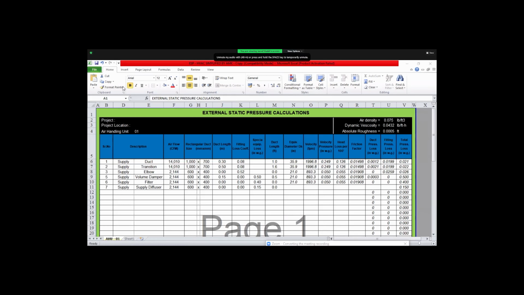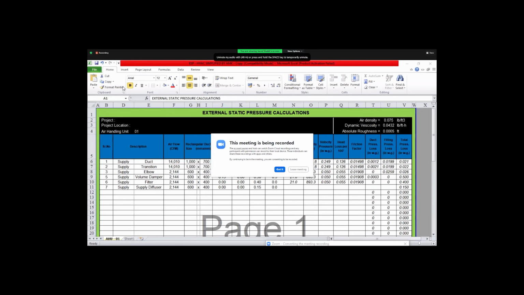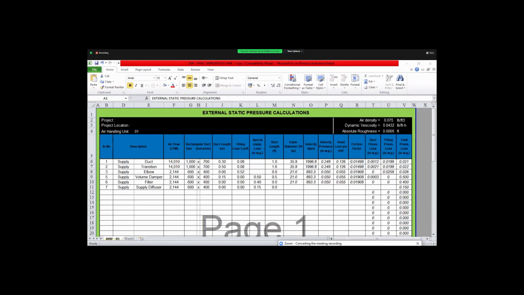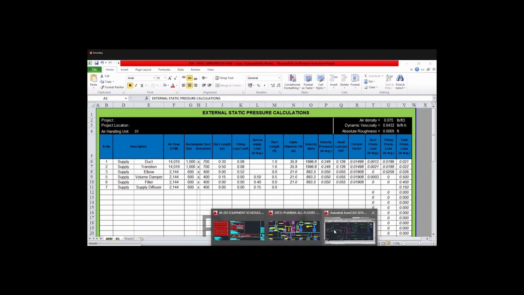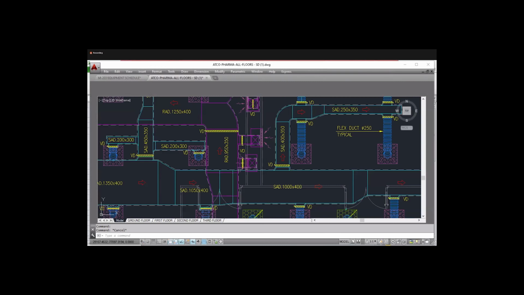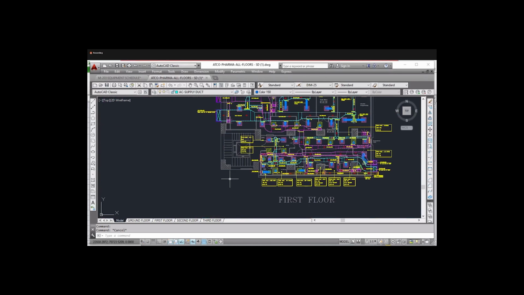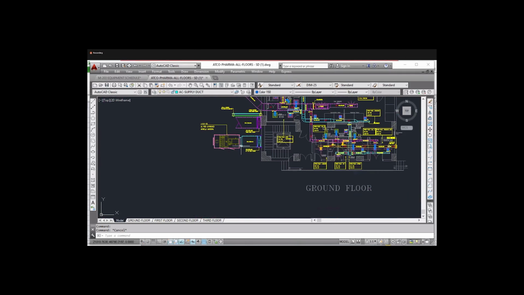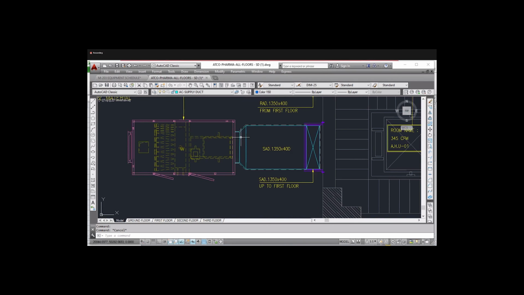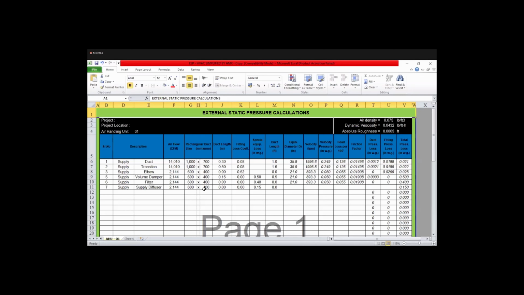So let's start on how to calculate the static pressure. Okay, let's start with the drawing. There is a transition here, no? So filter and transition. So first we will go with the transition part.